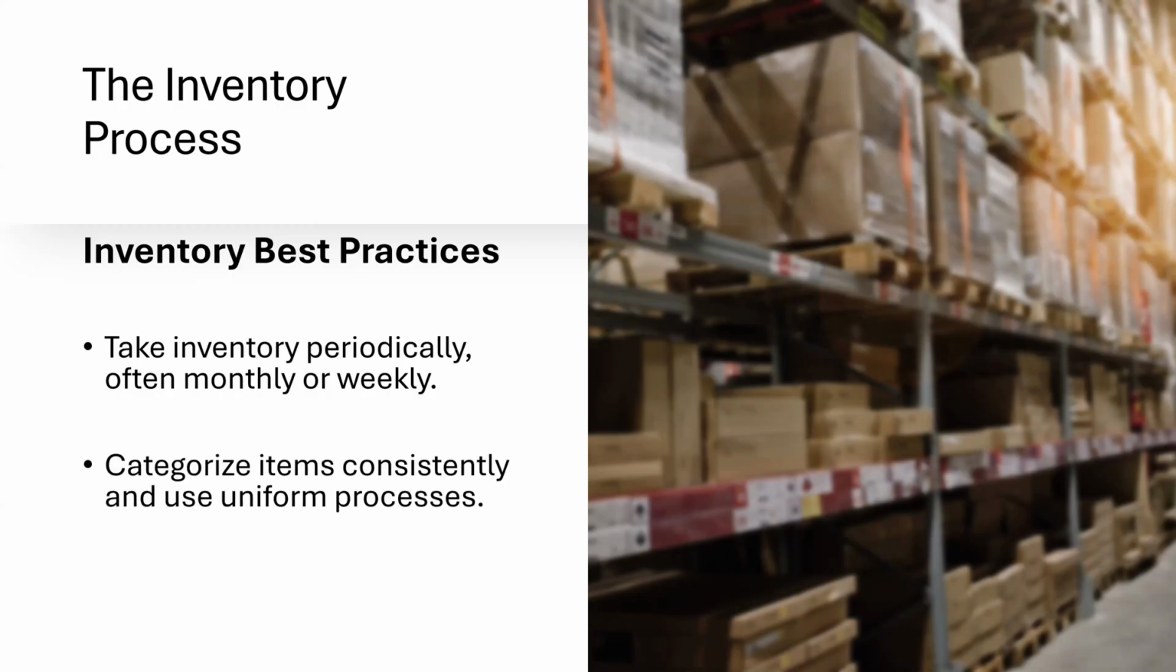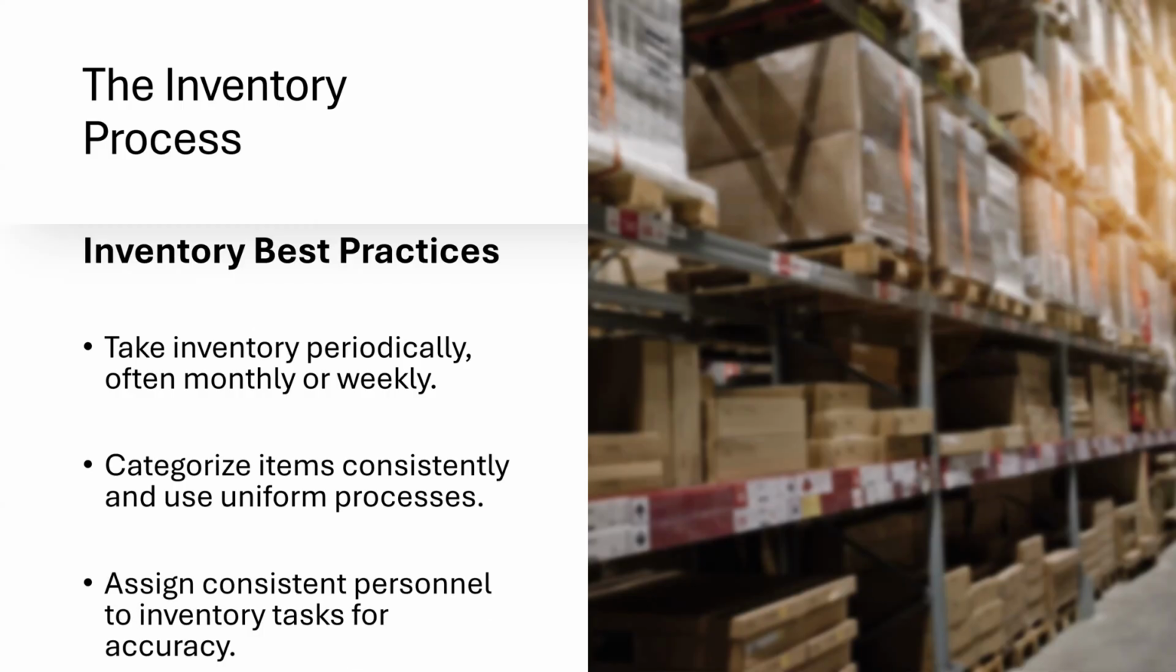Categorize items consistently and use that uniform process. Count it the same way every time, starting from one end to the shelves to the other. Go around the room at the same place. And then make sure that you're assigning consistent personnel, maybe the same people, to inventory tasks for accuracy. Again, because somebody might be very good at it or been used to this area. And then sometimes you might want to change things up and let other staff members get some practice at it, that type of thing. But consistency will help accuracy.